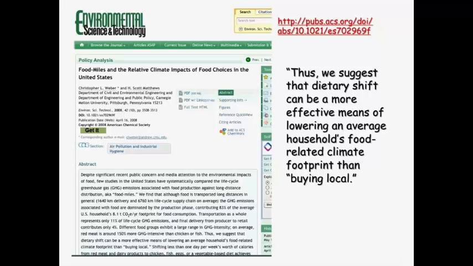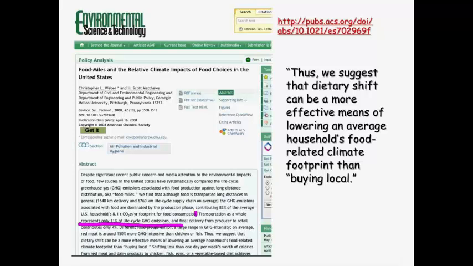Basically what the authors found is that, as you can see right here, transportation as a whole represents only 11% of the life cycle greenhouse gas emissions that come from consuming some food. So they looked at the entire life cycle supply chain, from planting the seeds and fertilizing the fields and irrigating the fields and growing the crops and the processing and the transportation all the way to the cooking.